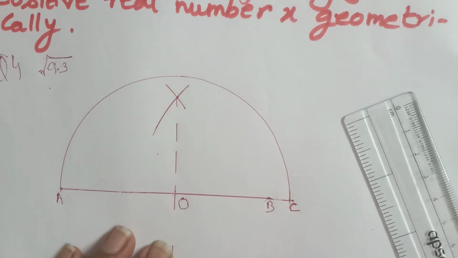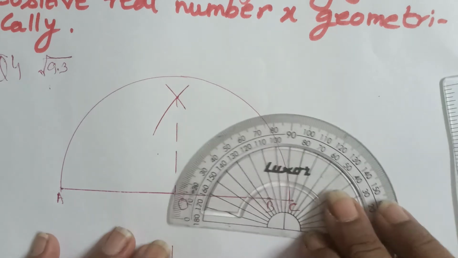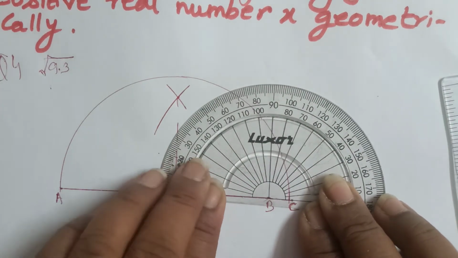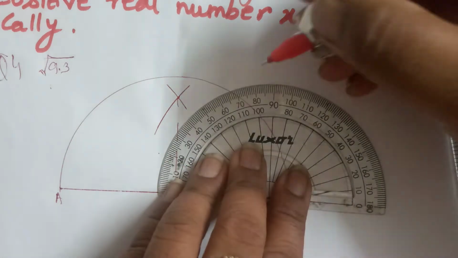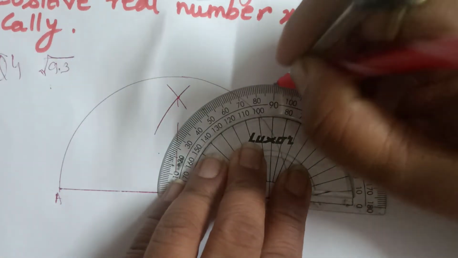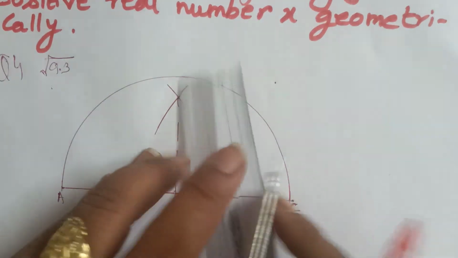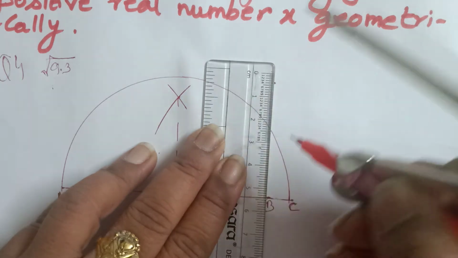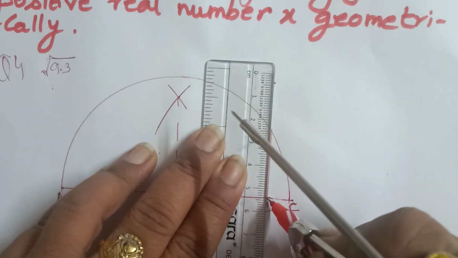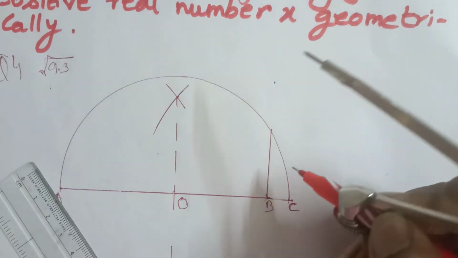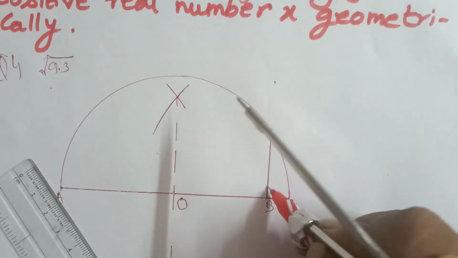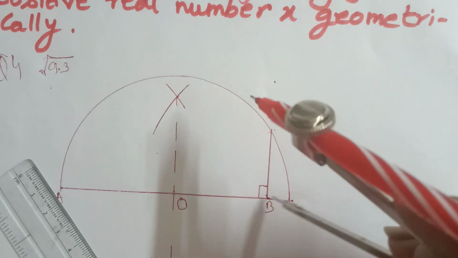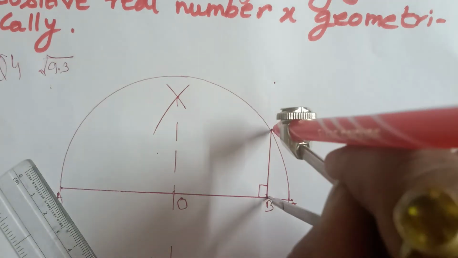After that we have to draw a perpendicular from the point B, and join it. Here where this perpendicular intersects the semicircle, this is actually under root 9.3.